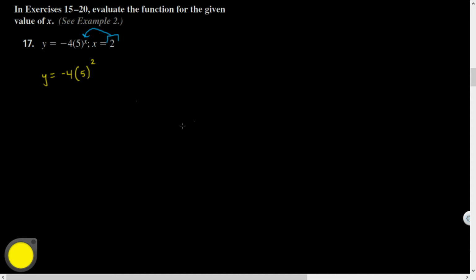So I plug in 2 for the x, and according to PEMDAS, parentheses, exponents, multiplication, division, addition, subtraction, I would do the exponentiation first. So 5 squared, 5 times 5 is 25. And -4 times that, 4 times 25, we all know that's 100, and then throw a negative in front. And I get y equals -100. So to evaluate an exponential function, you just plug in for x and then use PEMDAS as appropriate.